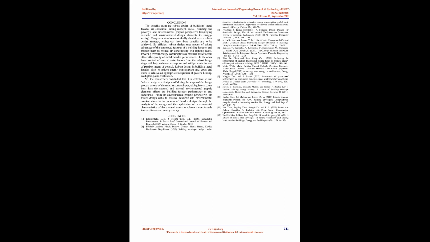So, the researchers concluded that it is effective to use robust design as a design tool during the stages of the design process as one of the most important inputs, taking into account how the external and internal environmental graphic elements affect the building facade's performance at any conditions. From the environmental graphic perspective, the robust design aims to achieve aesthetic and environmental considerations in the process of facades design, through the analysis of the energy and the exploitation of environmental characteristics of the site and access to achieve a comfortable indoor climate and energy saving.